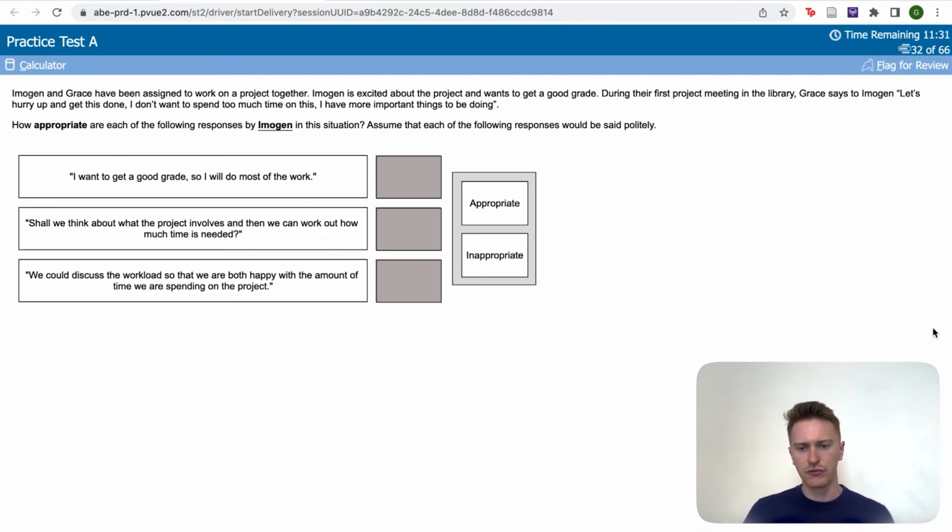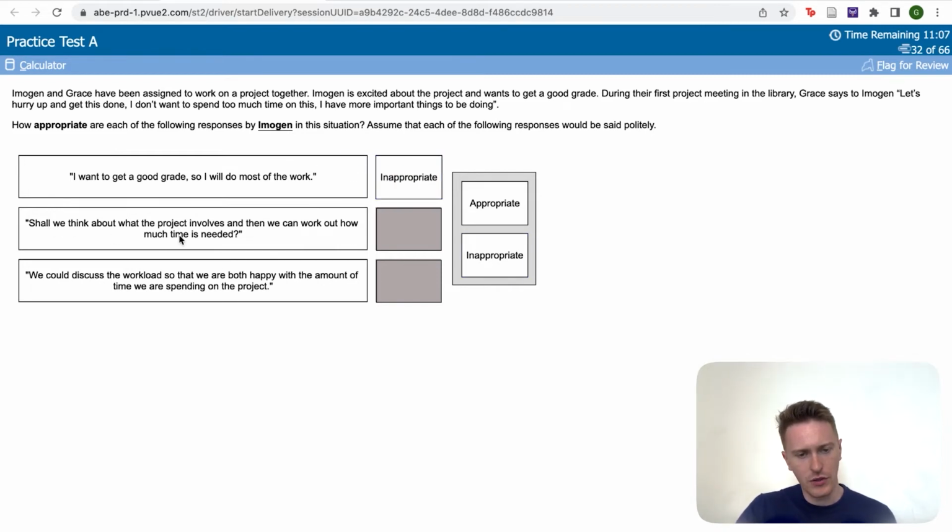Okay, Imogen's really keen to get this good grade. But Grace says, let's hurry up and get this done. I don't want to spend too much time on this. I have more important things to be doing. A very common situation in med school, to be honest. "Okay, I want to get a good grade, so I will do most of the work." I think that's inappropriate. You're not really addressing the problem and you're taking on a large workload.